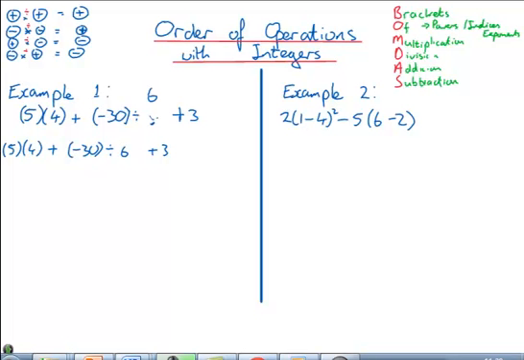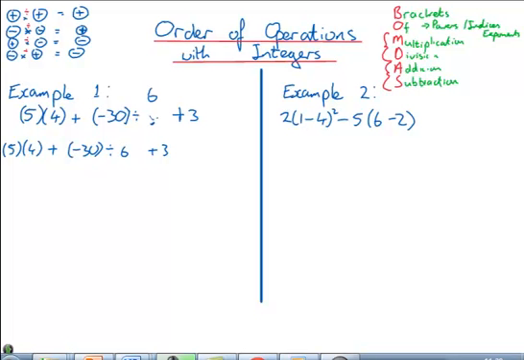So in BOMDAS, brackets, powers of, multiplication. We're on to multiplication and division. These 2 steps can be done at the same time. Likewise, the addition and subtraction step can be done at the same time. You can group them together. So I'll do that here.